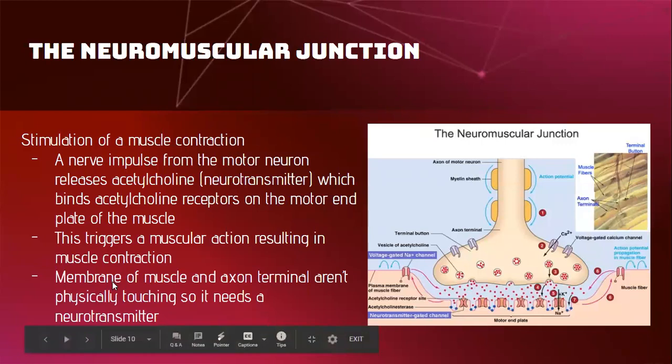Basically, we need acetylcholine to finish this action because the membrane of the muscle and the axon terminal aren't physically touching. You can see here there's a gap. This is the axon terminal, and this is the muscle. There's a big space right here. Without the acetylcholine to bind to the receptors, there would be no action. You wouldn't be able to take your hand away. It needs something to connect everything together, and that's what the acetylcholine is for.